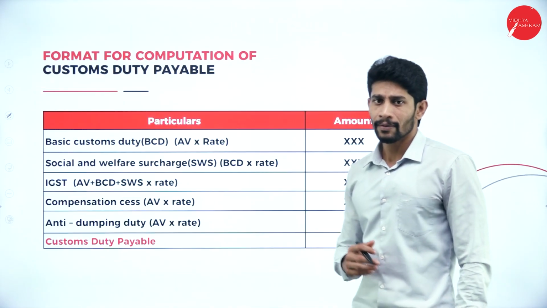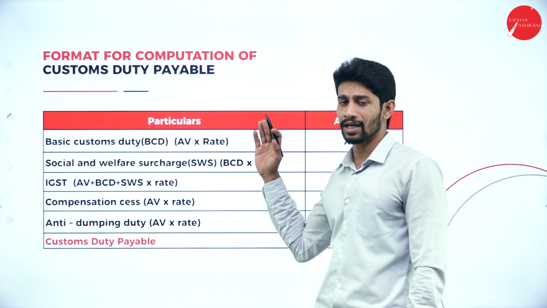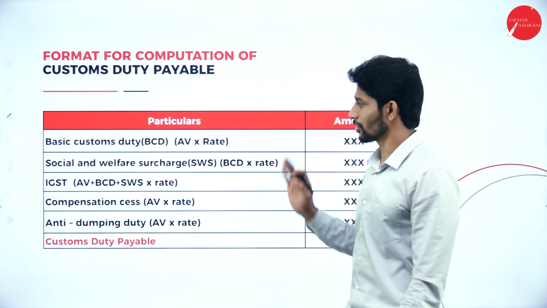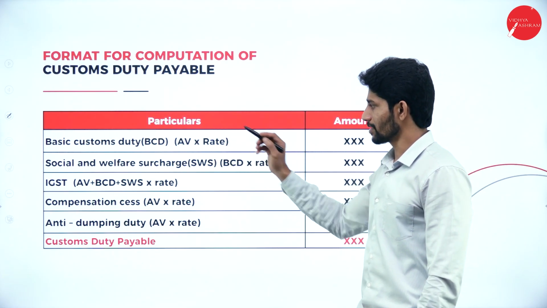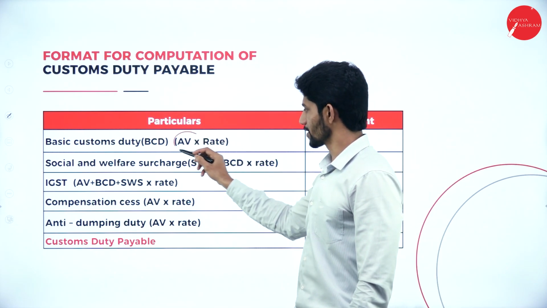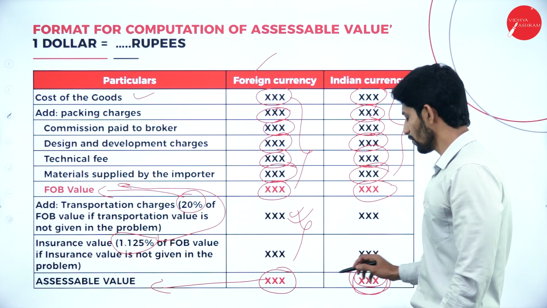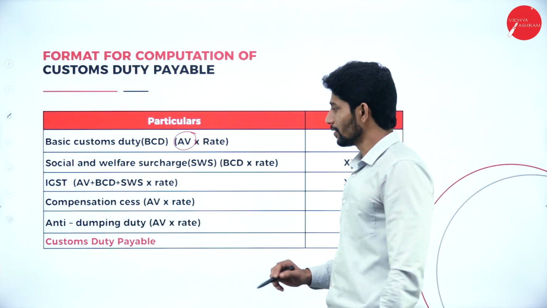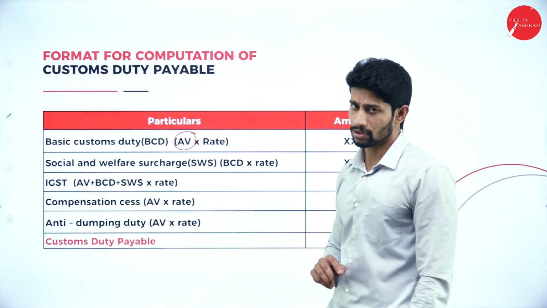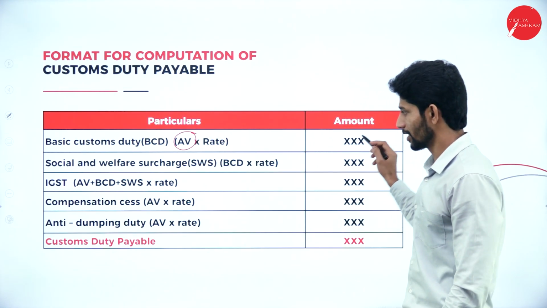So, moving on to know the format for computation of customs duty payable: particulars, amount. You're supposed to make 3 columns. Very easy. First thing, basic customs duty. You'll be computing basic customs duty on the assessable value. So assessable value into the basic customs duty rate, you'll get the value.